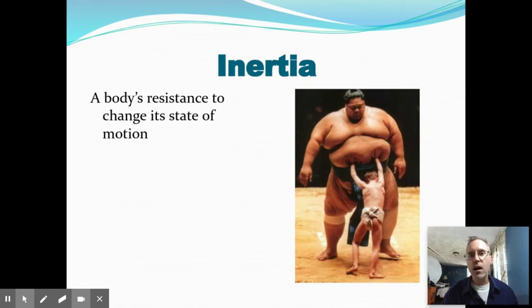And that's the second part of the second law, that mass also has an effect on acceleration. It's harder to accelerate something that's more massive. It's easier to accelerate something that's less massive. Now, in terms of vehicles, what that means is the bigger the vehicle you have, the bigger the engine you have to have in it in order to get the thing to move.